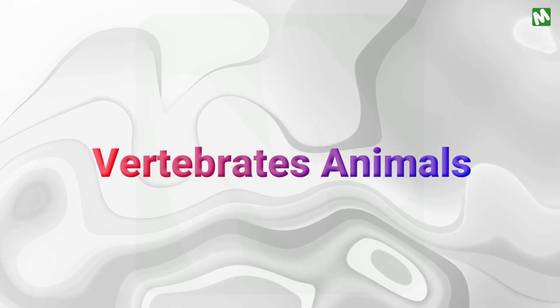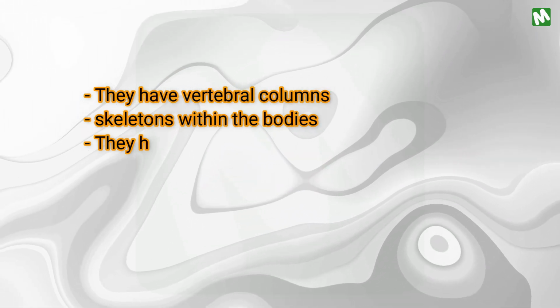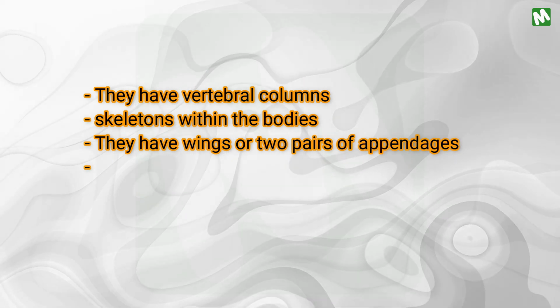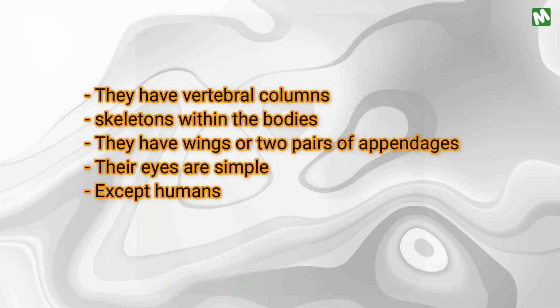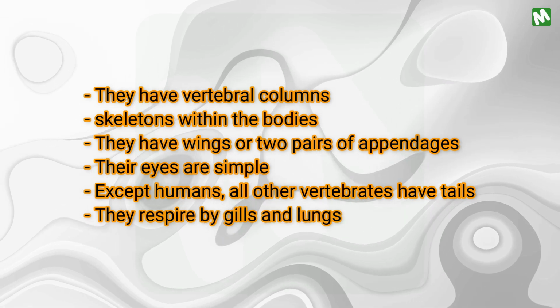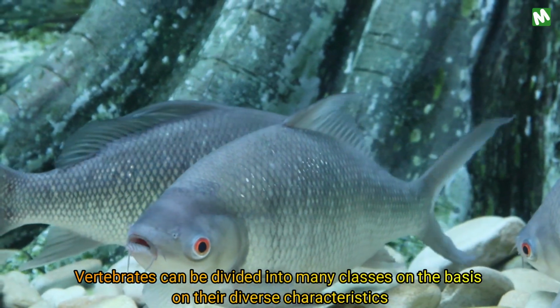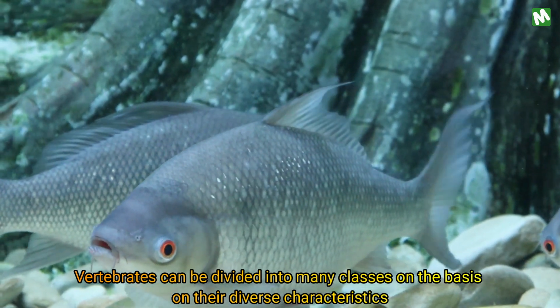Vertebrate animals. They have vertebral columns, a skeleton within their bodies. They have wings or two pairs of appendages. Their eyes are simple, except humans. All other vertebrates have tails. They respire by gills and lungs. Vertebrates can be divided into many classes on the basis of their diverse characteristics.